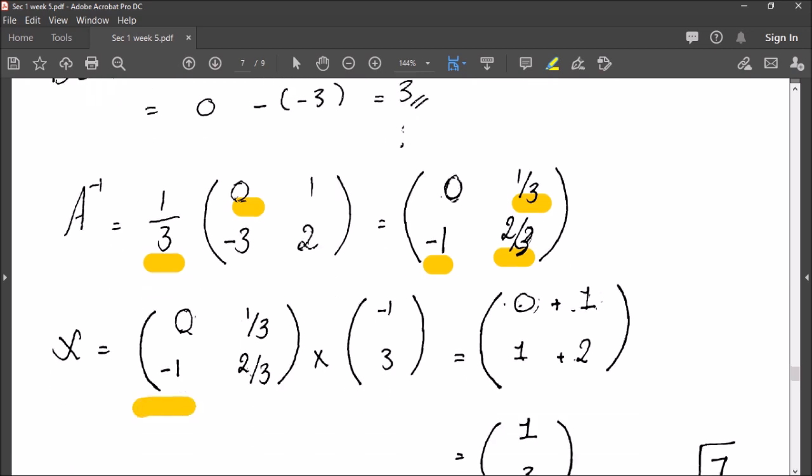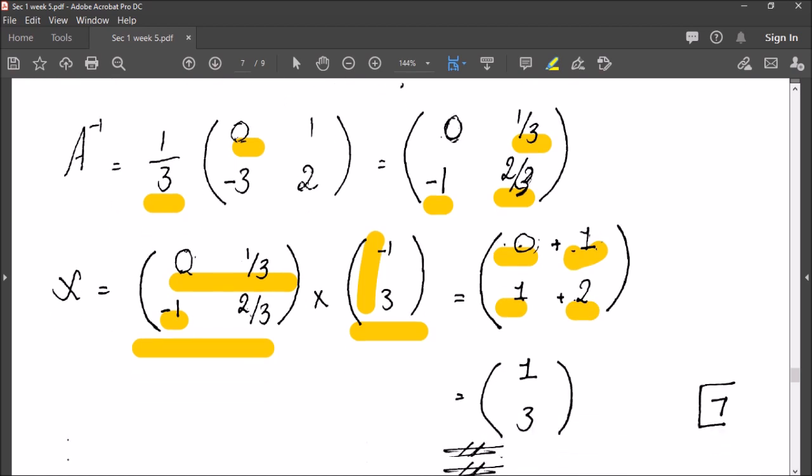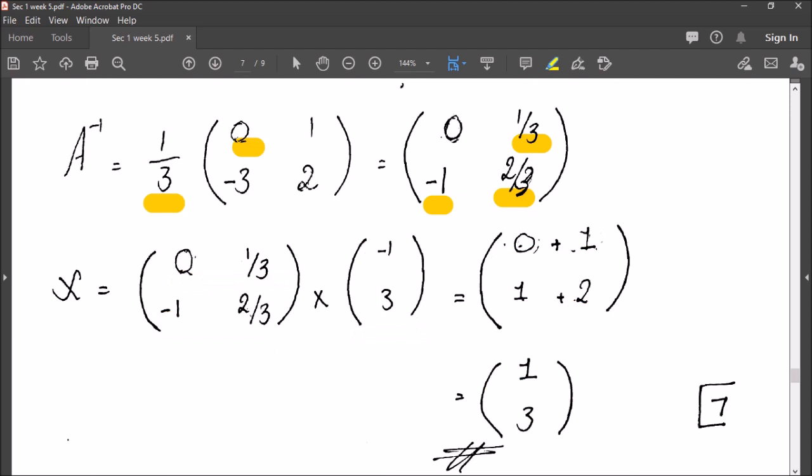So we need to multiply A inverse times C. Row times column, row times column. 0 multiplied by 1 is 0. A third multiplied by 3 is 1. Negative 1 multiplied by negative 1 is 1. 2 over 3 multiplied by 3 is 2. 0 plus 1 equals 1. 1 plus 2 equals 3. So our X matrix is 1 and 3. Got it?